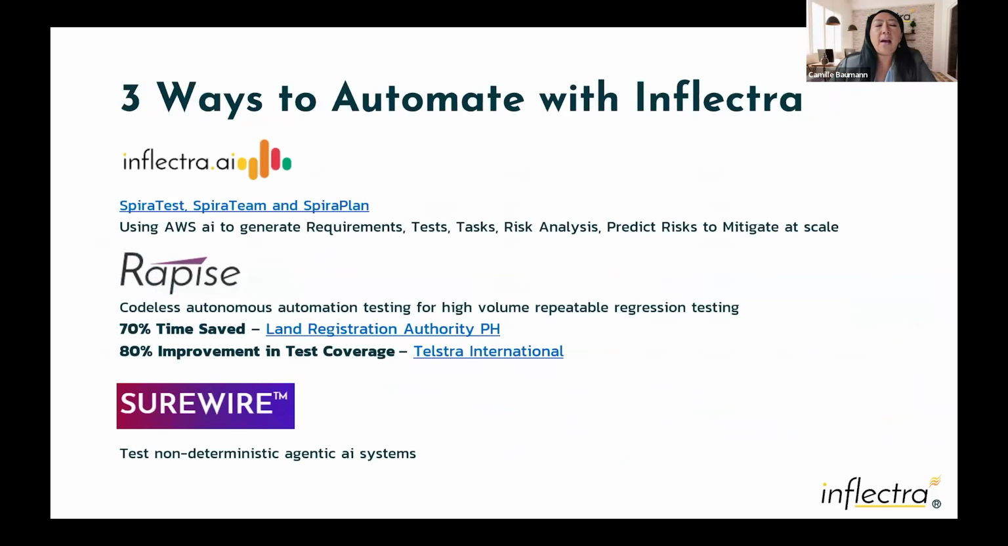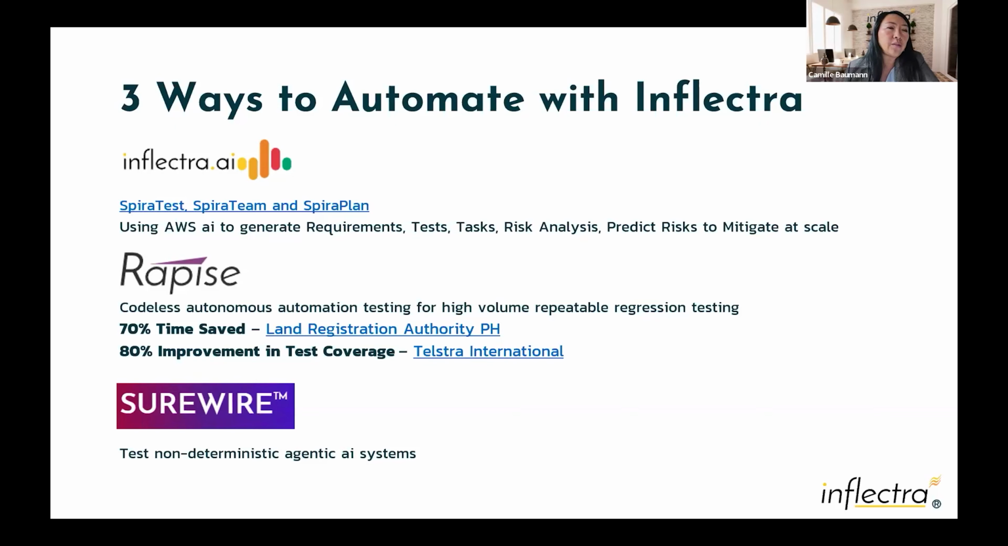So today I've got Adam joining to show you the 3 key ways we help you automate. First, Inflectra AI. Some of you on this webinar have Inflectra AI but may not have been using it at scale. How does Inflectra AI help you generate requirements, test tasks, and risk analysis, and predict risks at scale, using AWS-backed, data-sovereign AI with unlimited tokens?